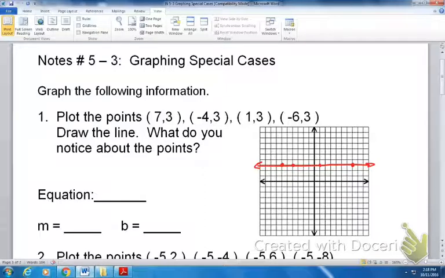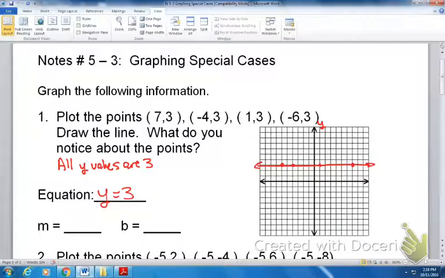Now it asks, what do you notice about the points? Well, I noticed that all the y values are 3. I also noticed that when I sketched my line, it was a horizontal line. Well, guys, this is a horizontal line, and this is how you write the equations for it, okay? First thing you need to notice, it's only hitting the y-axis. All the y's are the same. They're 3. So my equation is y equals 3.